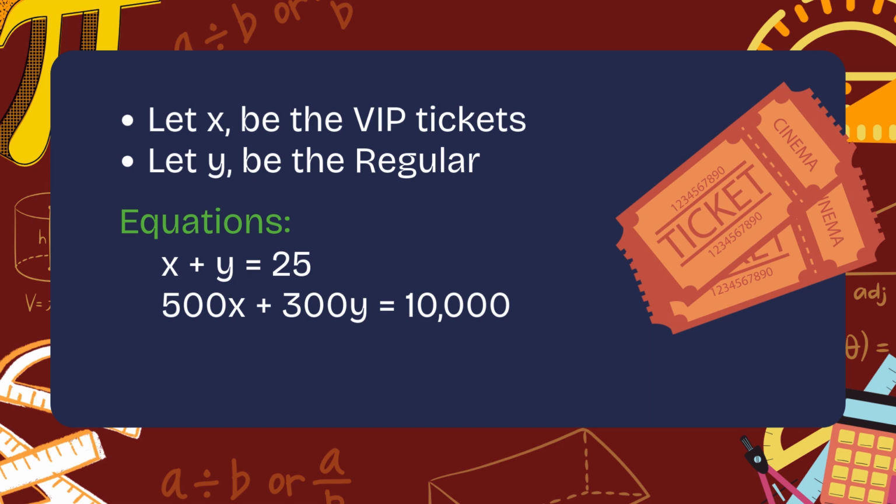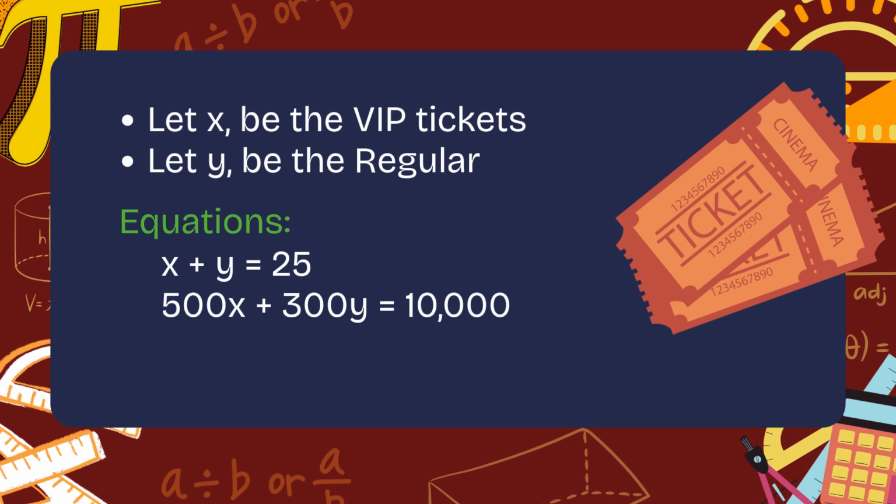And our second equation is 500x plus 300y is equal to 10,000 because the VIP tickets cost 500 pesos each. So we will multiply it to how many tickets have been sold, so it's 500x. Same with the regular tickets, which is 300y. Then the sum of the two is a total sale of 10,000 pesos. So again, how many variables do we have? Alright, we have two. That's why we have two unknowns.